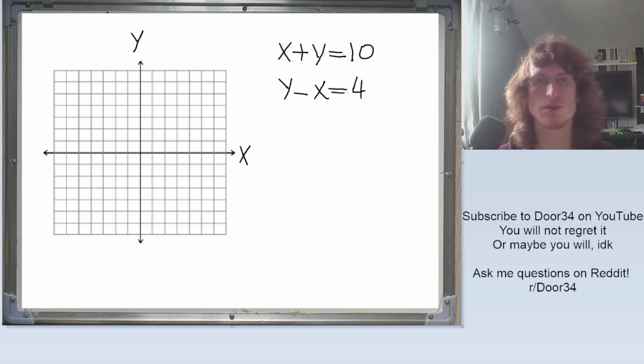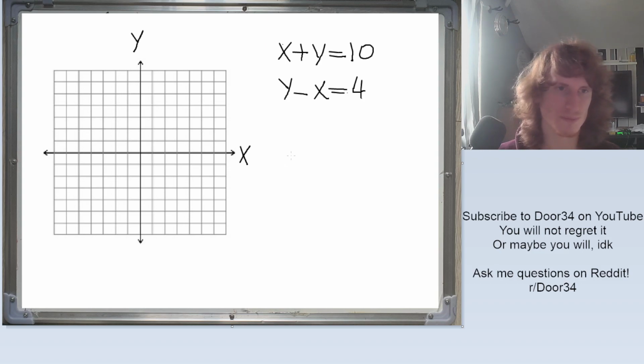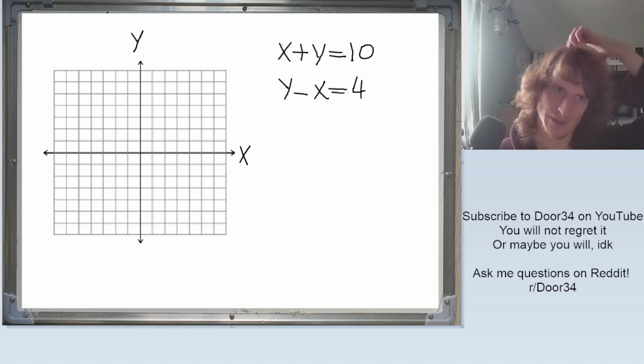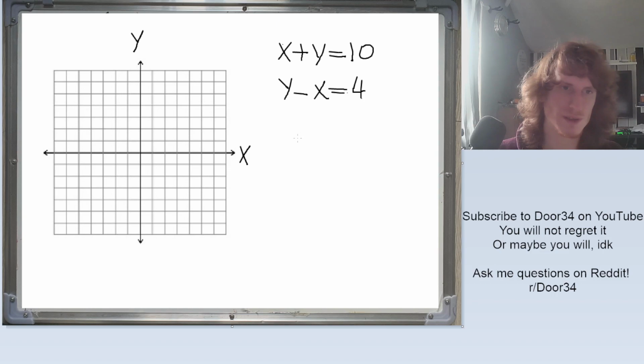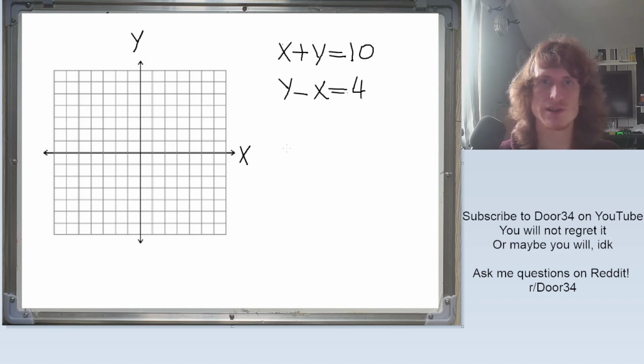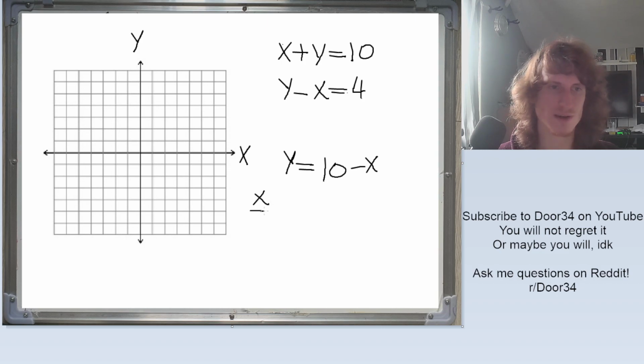Now what we're going to do is our plotting process. So let's do it for this first one, and here's a good little chance for us to practice our rearranging skills. We're going to find everything in terms of y. So rearranging the first one, we get that y is equal to, we're going to take away x from both sides, so we get 10 minus x. And we're just going to do a real quick little table for this. So we're going to have x here, and we're going to have y here.